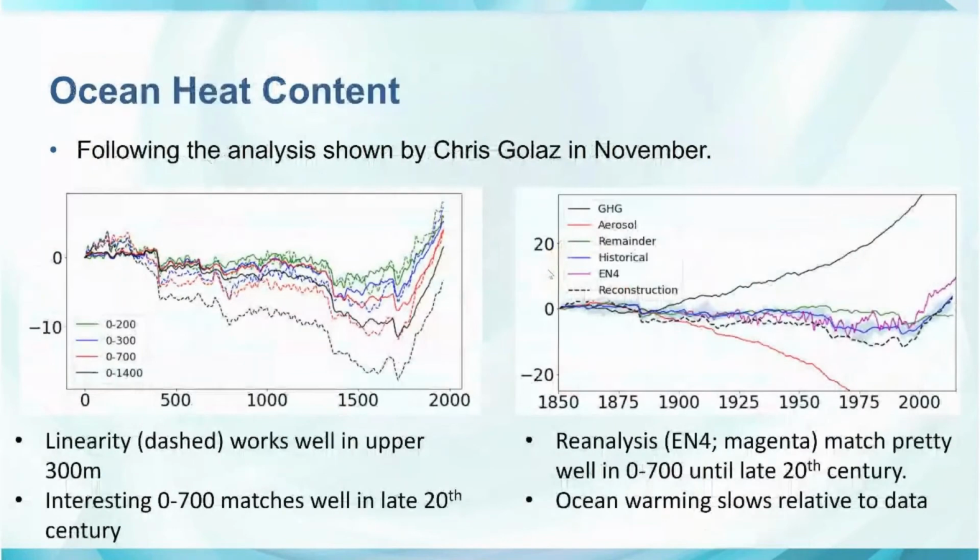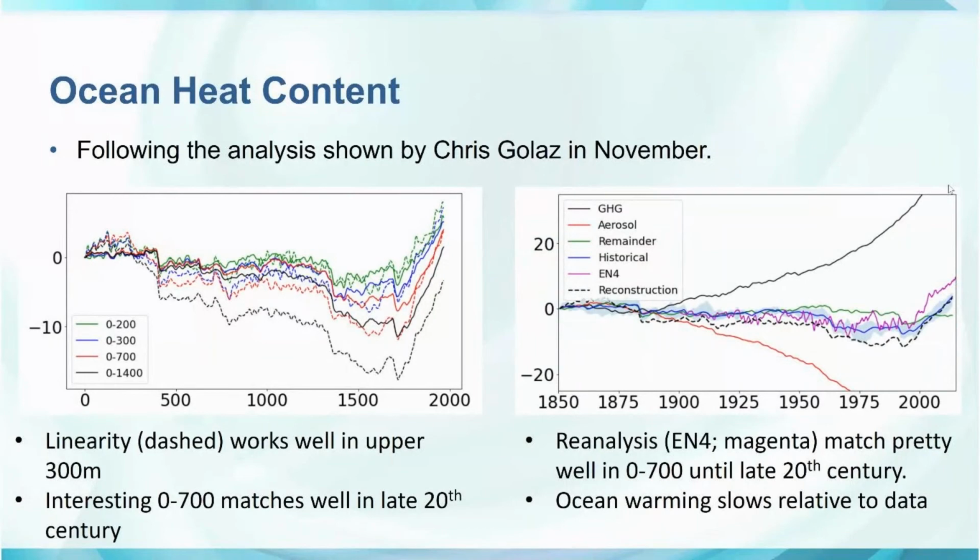In that presentation, I remember someone had asked how well this linearity assumption holds for ocean heat content in particular. So I looked at a number of depth ranges on this left-hand panel, and it goes from 0 to 200 to 0 to 1400 as you cycle through the colors. If you look at 0 to 300, 0 to 200, the linear reconstruction, which is the sum of those single forcing runs, matches really nicely with the historical mean. That's the solid line versus the dashed lines for each.